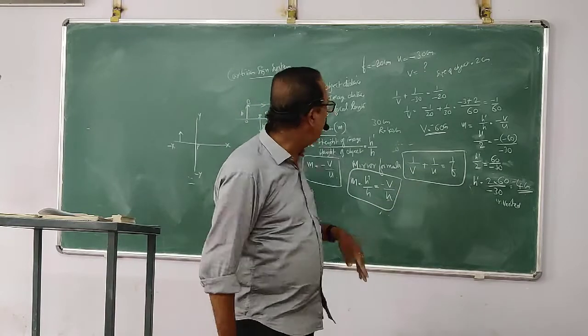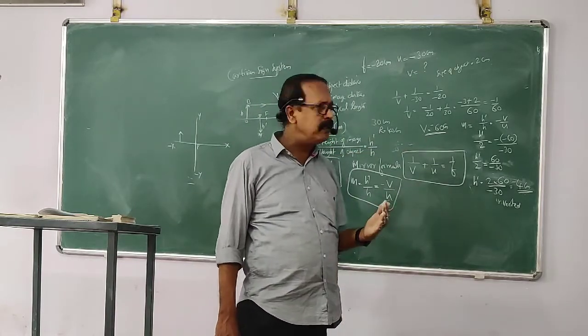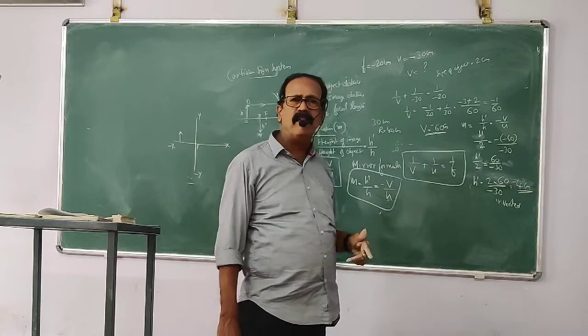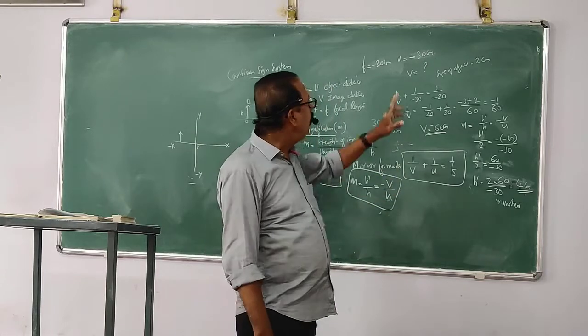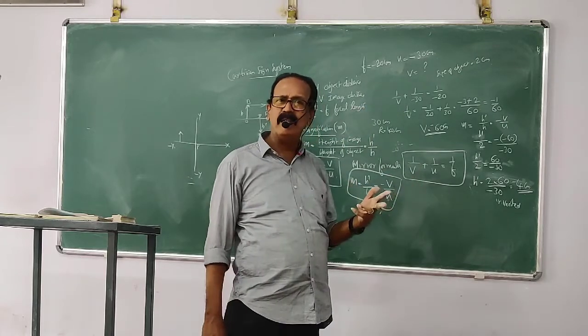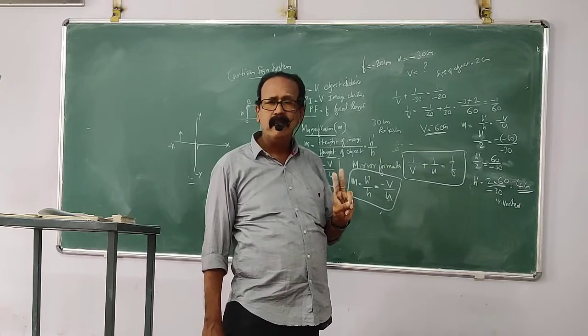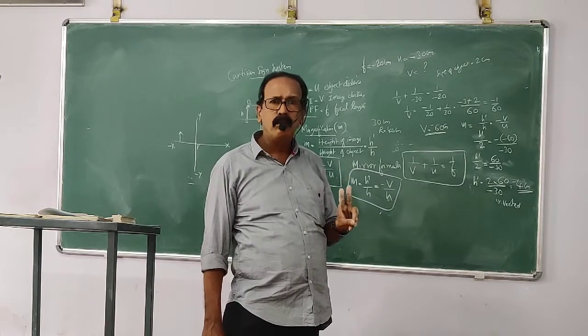Everything clear? The image is formed at a distance of 60 centimeters from the mirror to the left of the mirror, and it's an inverted image with a size of 4 centimeters. Object is 2 centimeters. Image is 4 centimeters in size. What is the magnification? 4 by 2. It is a twice magnified image. Magnification is 2.